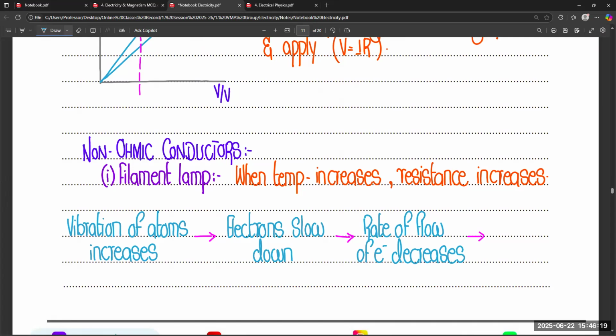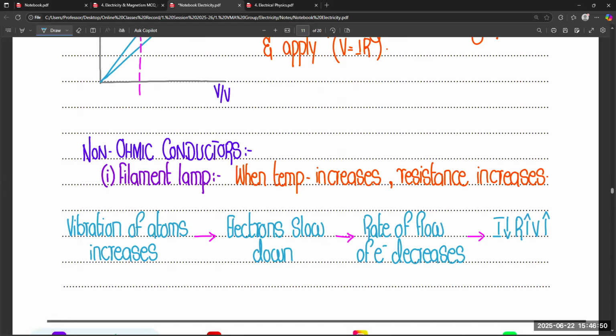So electric current decreases, resistance increases, and voltage also increases, right? Because from the formula of resistance, R equals V over I. So resistance is directly proportional to the voltage. So when the resistance is high, the voltage is also high, and the value of current will be low at that time.